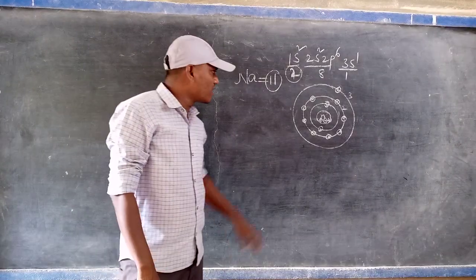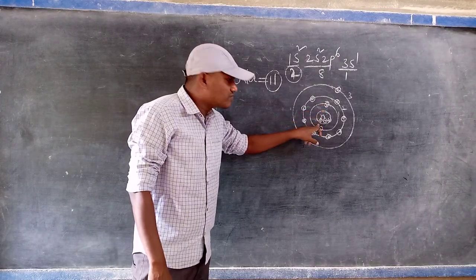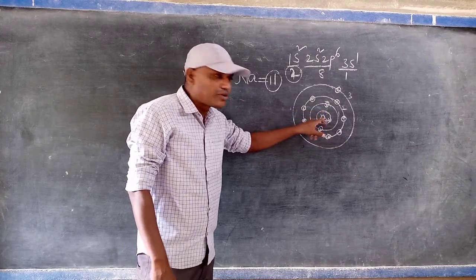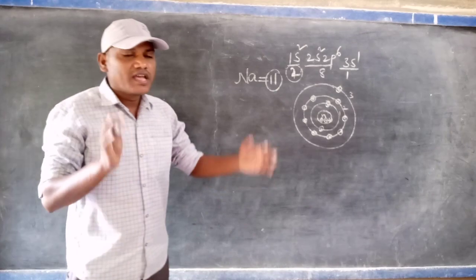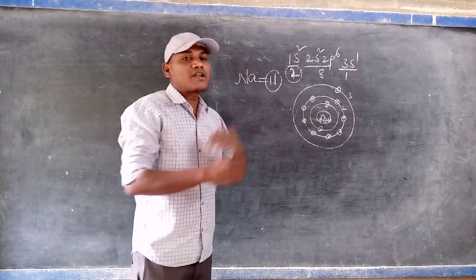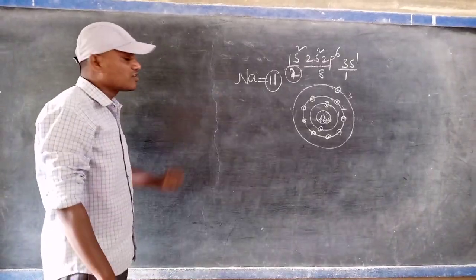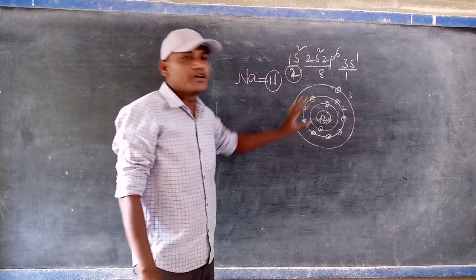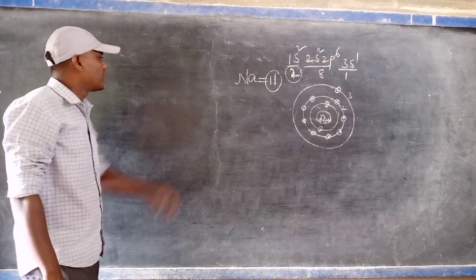In the first orbit, you are observing that the distance between these electrons and the nucleus is very small. That's why the attraction force is more. But how can we say that the attraction force is more between the first orbit electrons and the nucleus of the atom of any element?